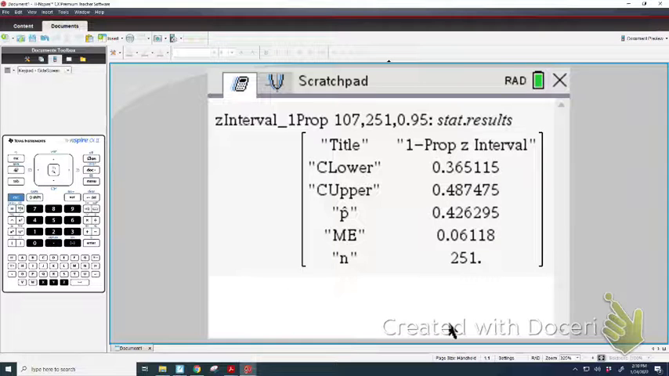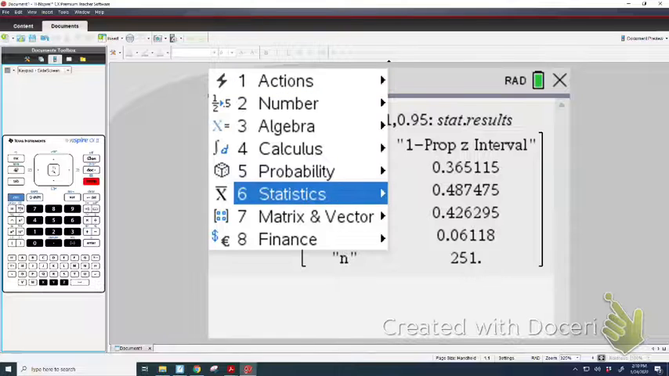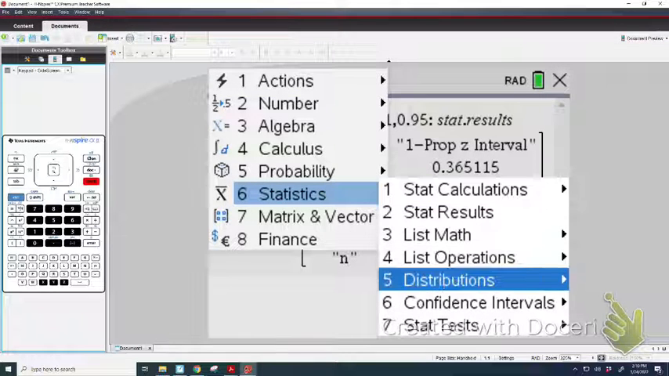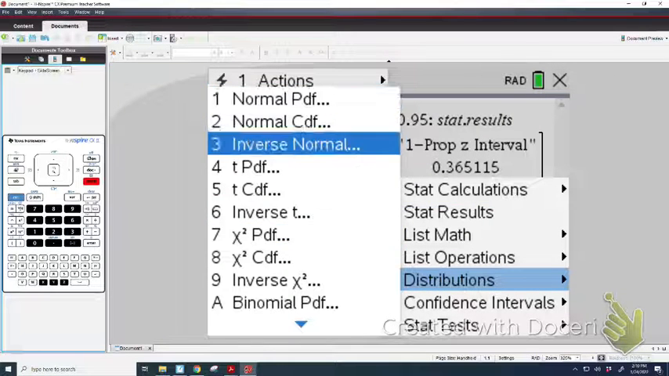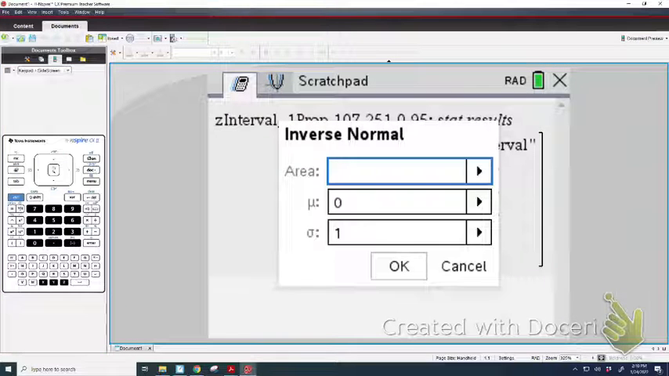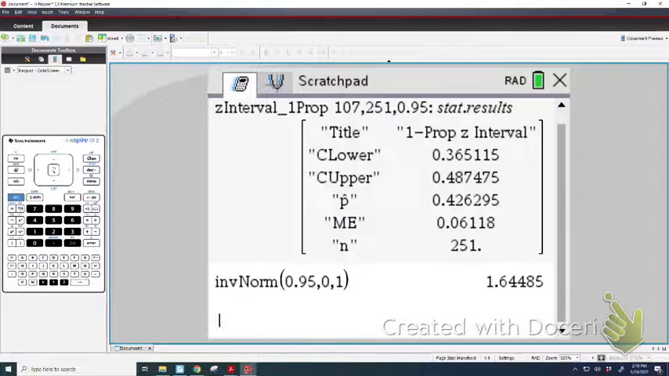So I go to Menu, Stats, Distributions, Inverse Norm, and I type in 0.95. That's not a 95% confidence interval, that's a 90% confidence interval. It gives me 1.645, because it has to add that left tail, and it's referencing a middle 90%.